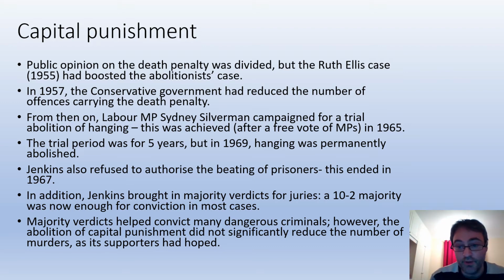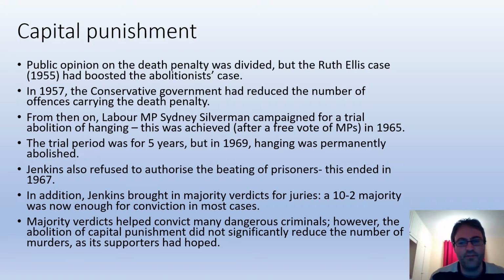This is a good example not only of a private member's bill, but of a free vote of MPs as well. So this is a trial period of 5 years, but actually 4 years into that, in 1969, Parliament votes to abolish hanging completely. Now, there's a technicality there. It's not till the late 1990s and the Human Rights Act that the death penalty for treason is officially abolished, but there was no way that would be carried out in practice after this date. To all intents and purposes, capital punishment has gone in 1969. Very much with Jenkins' support.